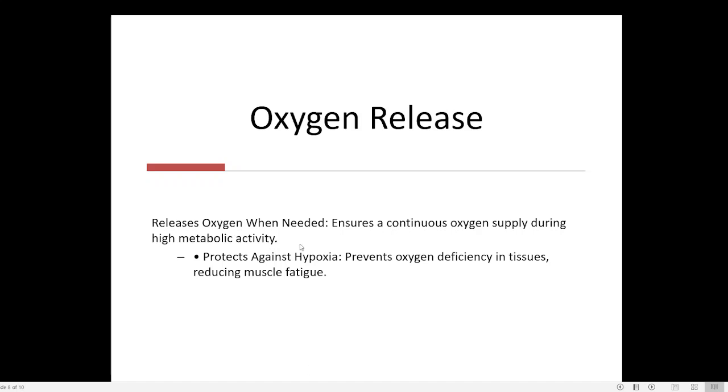These are all high metabolic activity. You need a lot of oxygen. Then, protect against hypoxia. Hypoxia means a low oxygen situation. It prevents oxygen deficiency in tissue. For example, you are running and your muscle cells are not getting oxygen. Then the muscle cells will be facing a lack of oxygen. That lack of oxygen is known as hypoxia. So the myoglobin will be preventing this hypoxia.